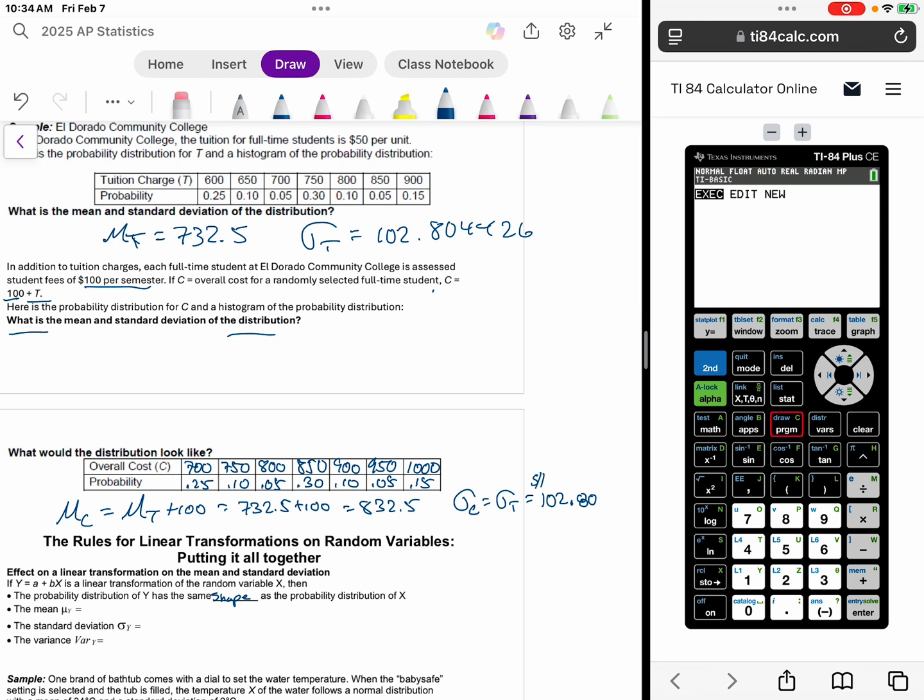Now, what I can do is, I know you guys deleted stuff. I think I still have it. You put it back in? Okay. So if I go up here to column L4, I can tell it to take column L3 and add 100 to it, and then do a 1-var stat using L4 as my X list, leaving my percentages in L2, and confirm. I have 832 as my mean, and 102.80 as my standard deviation.